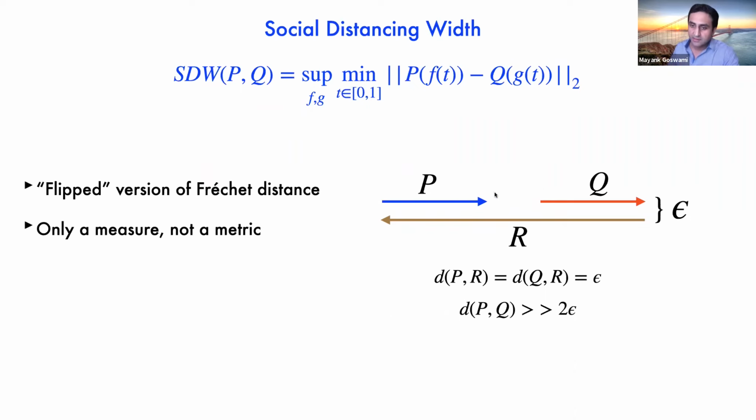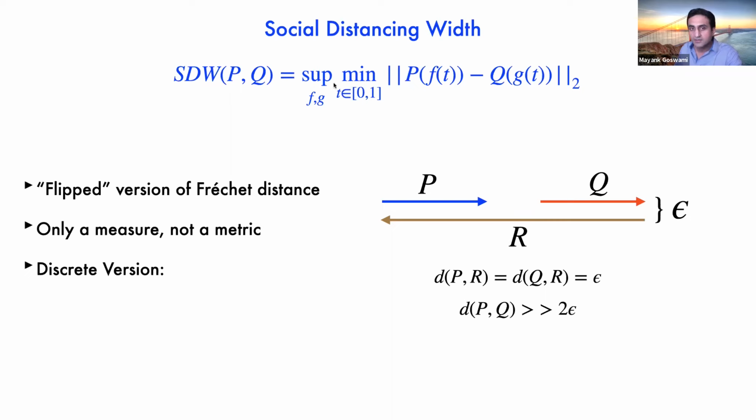They could translate together. The distance between P and Q is a constant. And so you see here that it doesn't satisfy the triangle inequality. So it's not a metric. So think of it as more of a measure of distancing width. It's a measure of how easy it is for two agents to maintain social distancing while traversing these curves.